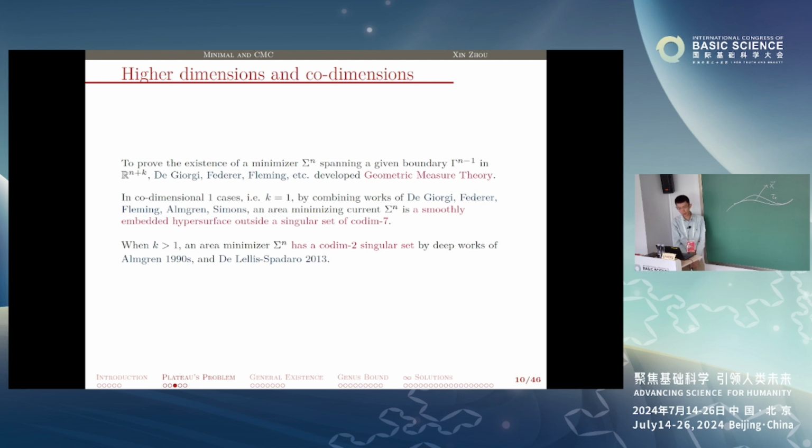We know that by combining the work of De Giorgi, Federer, Fleming, Almgren, Simons, and others, area minimizing currents in codimension 1 are always given by a smoothly embedded hypersurface away from a singular set of codimension 7. In particular, if n plus 1 is less than or equal to 7, the solution is always smoothly embedded. In higher codimensions, when k is greater than 1, an area minimizer always has a singular set of codimension greater than or equal to 2 by the deep works of Almgren and later on by De Lellis and Spadaro.